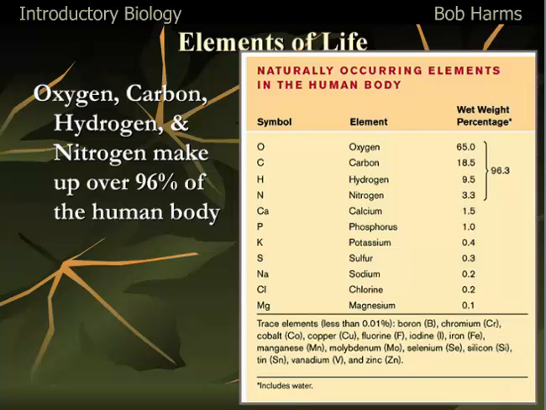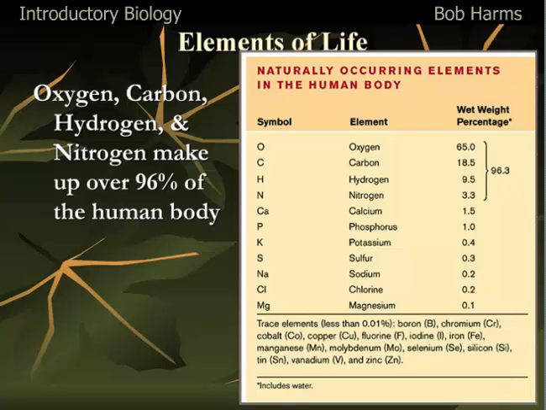If we look at some other common elements we find in our body, things like calcium and phosphorus and sodium and chlorine, they make up relatively substantial amounts. And then there's a whole list of trace elements, things that we need but in very, very small amounts, like boron and iron and fluorine and selenium and so on. And so all those minor elements would represent trace elements that we need.